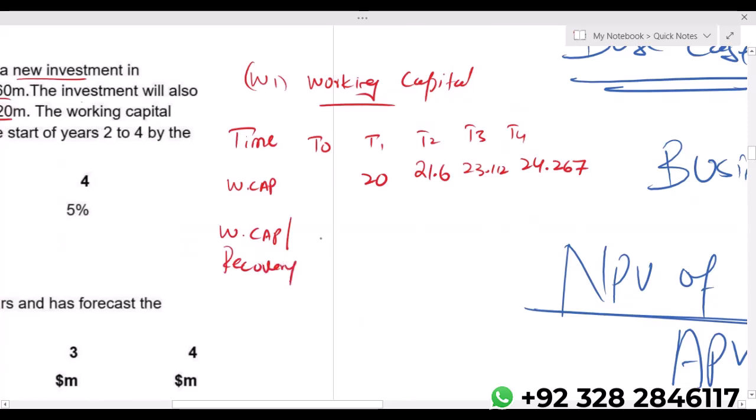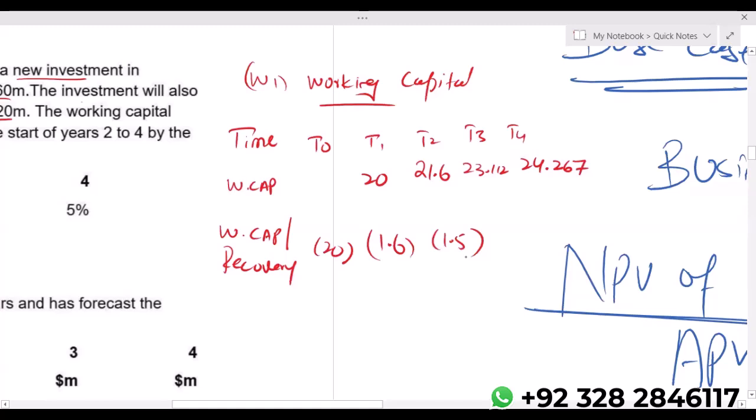Obviously, for T1, you have to make investment at time 0. Then from 20, we are going to 21.6. So additional 1.6. Then from 21.6, we are going towards 23.112. Let me see the difference. 23.112 minus 21.6. I'm getting 1.5 with a rounding of 1.